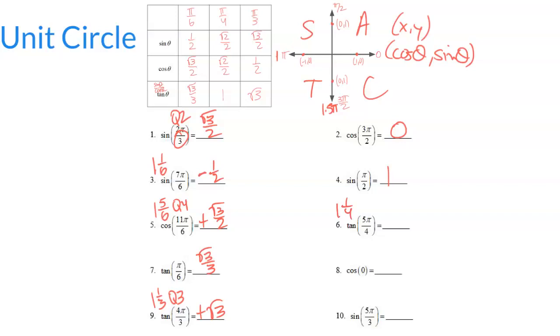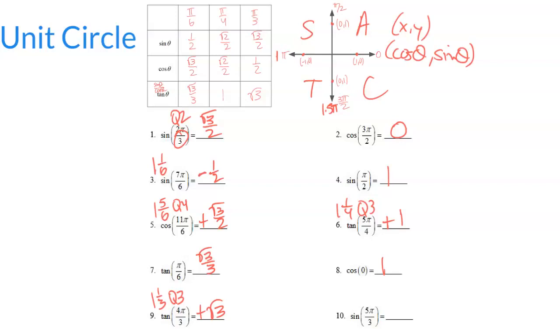For tangent of 5 pi over 4, we see that 5 over 4 is the same as 1 and 1/4, which is going to put us into quadrant 3. In quadrant 3, tangent is positive. The reference angle is pi over 4, and the tangent of pi over 4 is equal to 1 from our chart. Cosine of 0, 0 is on an axis, and so again we need to look back to here for the ordered pair at 0, which is (1, 0). Cosine is the x-coordinate, and so cosine of 0 will be 1.